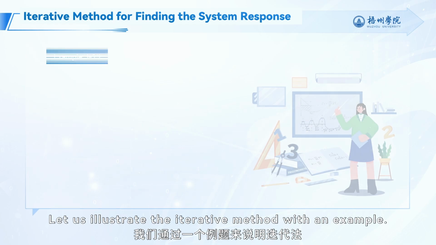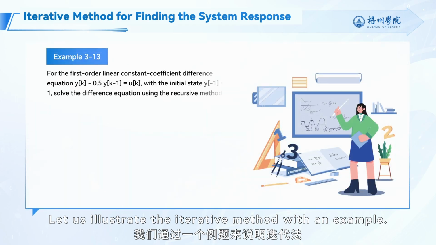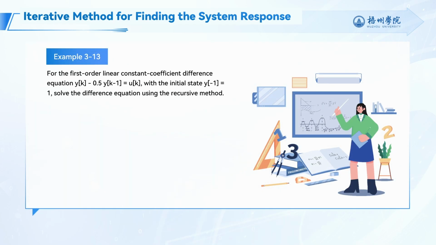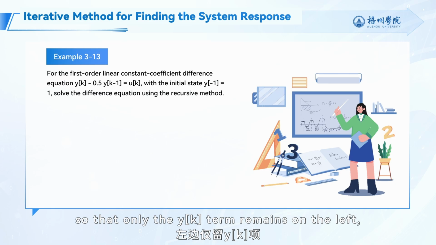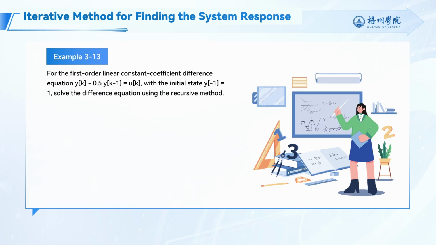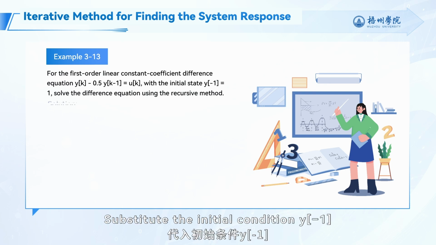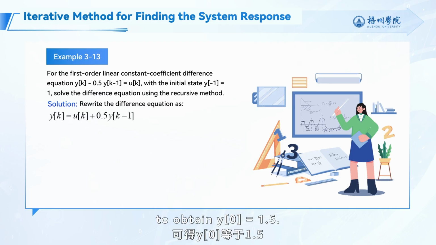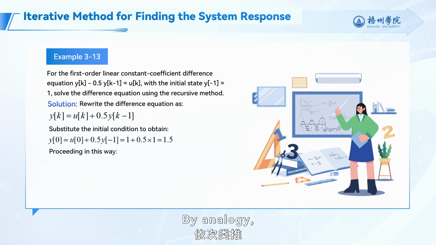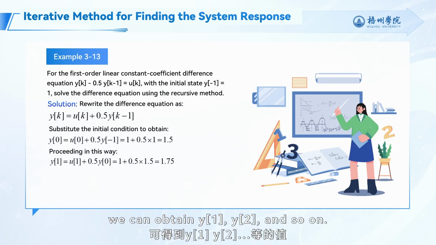Let us illustrate the iterative method with an example. Shift the difference equation so that only the y of k term remains on the left, and move 0.5 y of k minus 1 to the right-hand side of the equation. Substitute the initial condition y of negative 1 to obtain y of 0 equals 1.5. By analogy, we can obtain y of 1, y of 2, and so on.